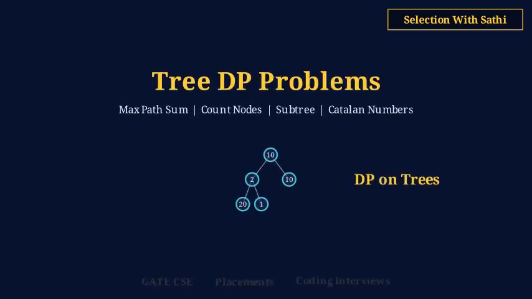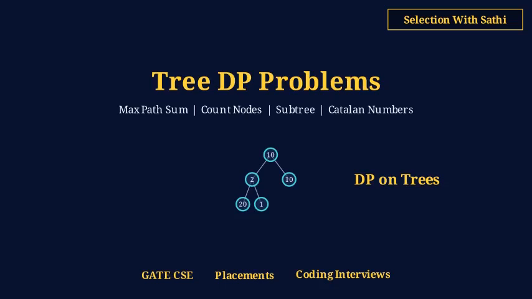Today we cover tree DP and counting problems. These are some of the most challenging and elegant tree problems. We will learn maximum path sum with negative values, counting nodes in a complete binary tree in O(log squared n), checking if one tree is a subtree of another, counting the number of structurally unique BSTs using Catalan numbers, and converting a binary tree to a doubly linked list.